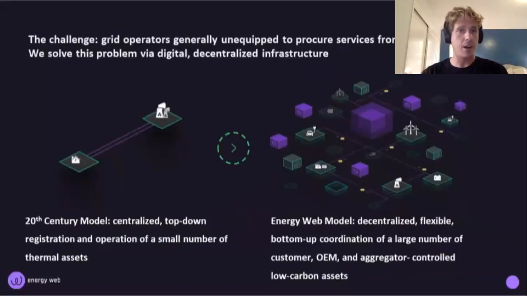And that's because the architecture we're naturally moving towards is the total opposite of the 20th century model for the power system, where grid operators, on the left of this chart, in a centralized top-down manner registered, integrated, and operated a relatively small number of really large thermal assets. But the system we're moving towards is totally different: a decentralized model with thousands, tens of thousands, millions, eventually billions of small-scale assets that can provide the same services that large-scale generators provided in the 20th century model. And this is our focus at EnergyWeb: providing a completely open source, decentralized software infrastructure to enable grid operators to actually thrive in this new grid architecture and environment.